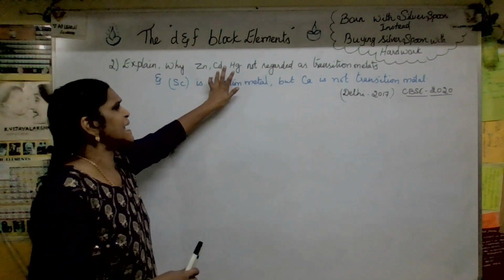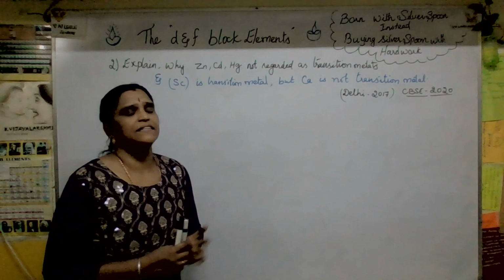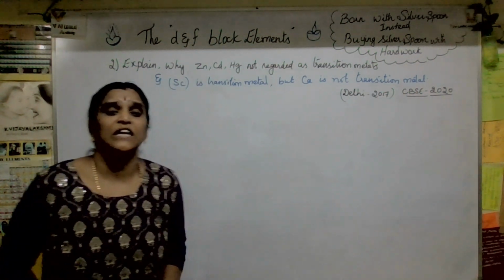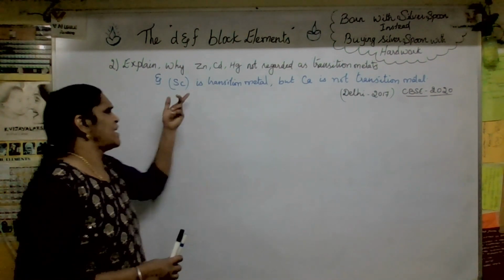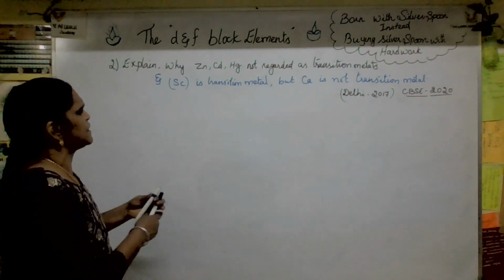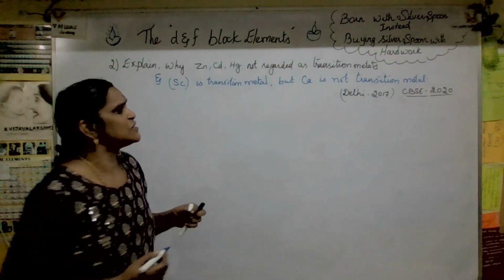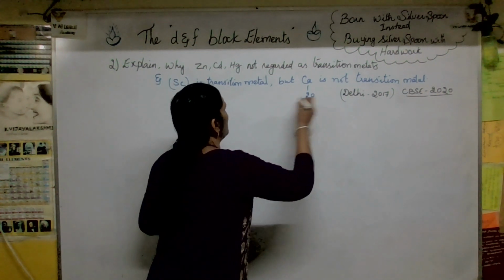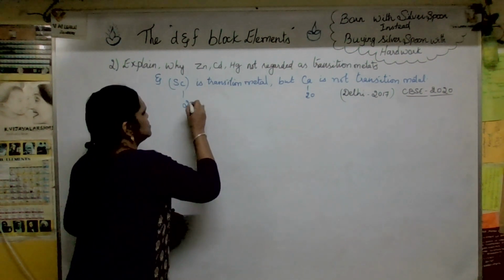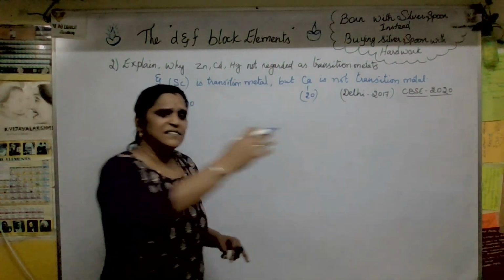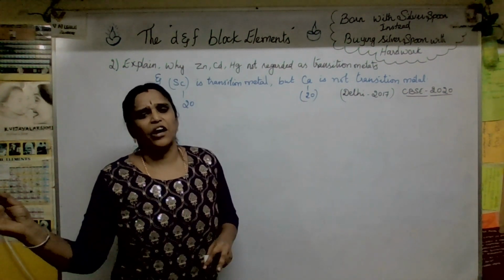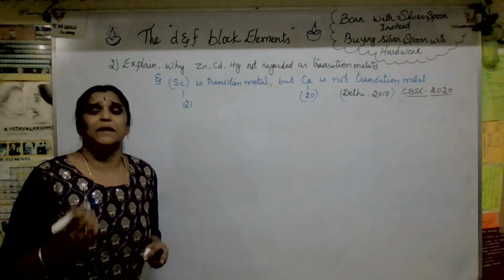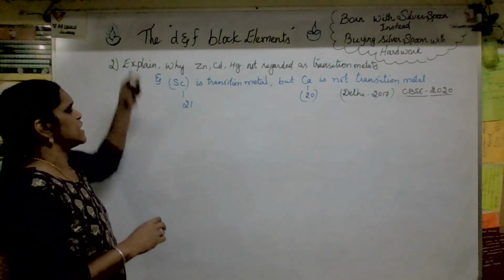Explain why zinc, cadmium, mercury are not regarded as transition elements. They even asked this in the CBSE paper in 2020, and it's very important. Another question: scandium is a transition metal, whereas calcium is not a transition metal. Why? It's so simple. The atomic number of this is 20 and this is 21. Calcium is completely before the d orbital, whereas scandium touches the d orbital because its atomic number is 21. Okay, now let us go and watch the first one.